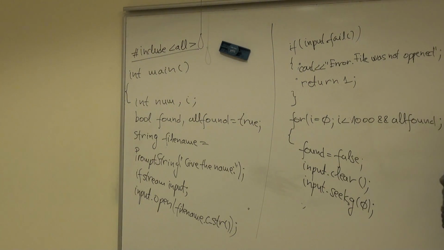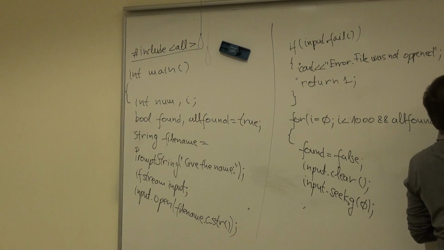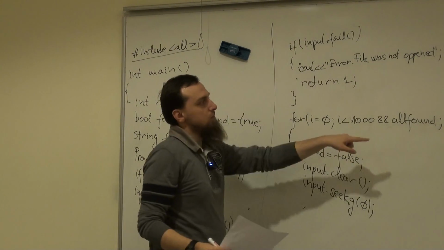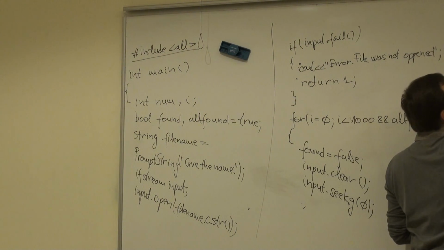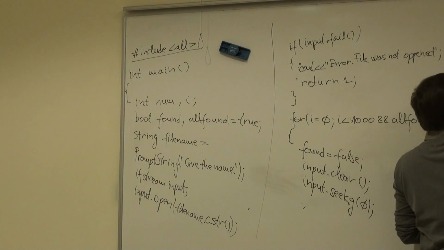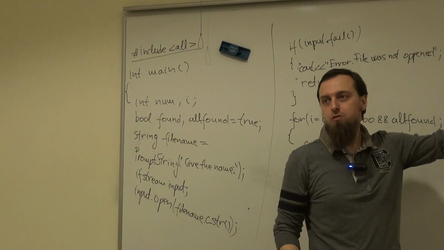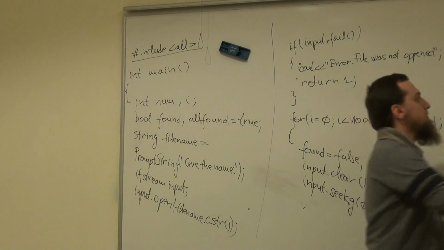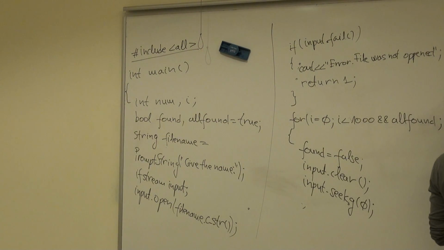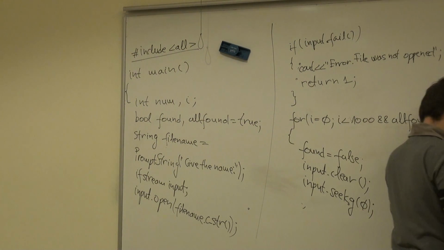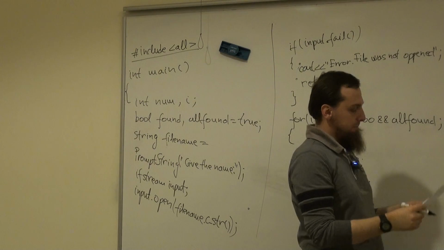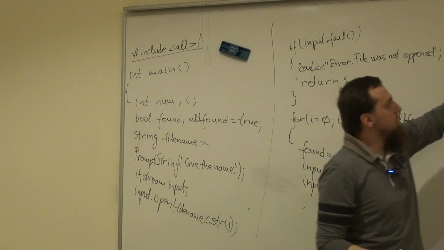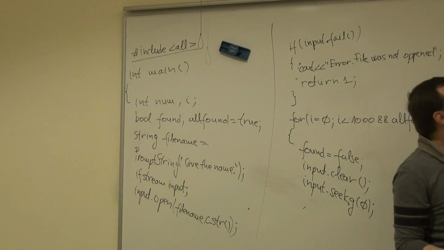And when I stop, I check it here. If the number I've just read is equal to i, then very nice. This found is what? If I found it, it's going to be false or true? True, of course. Found is equal to true. Otherwise, I don't have to check it. Okay. Now we will go outside from this loop.